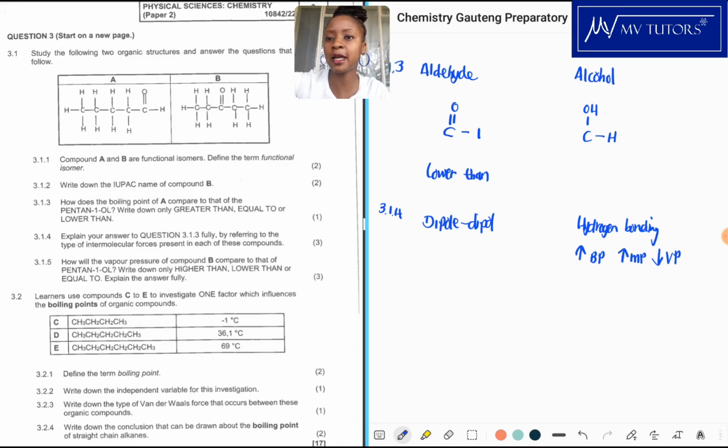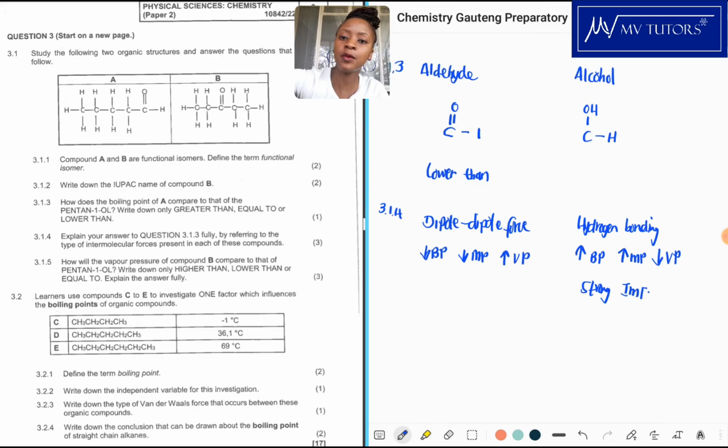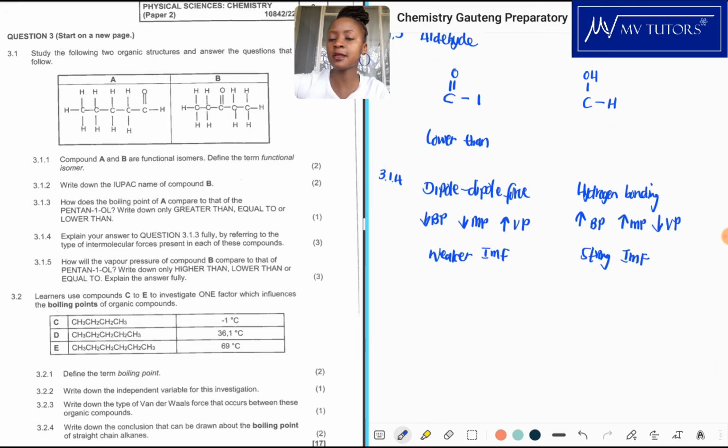Dipole-dipole bond, or dipole-dipole force, sorry. As a result, you have a lower boiling point in comparison to the alcohol. You have a lower melting point, and you have a higher vapor pressure. So, referring to the intermolecular forces present, the one is dipole-dipole force, the other one is hydrogen bonding. The bonds for hydrogen bonding are quite strong, so you have strong intermolecular forces, whereas here you have weaker intermolecular forces compared to the alcohol.